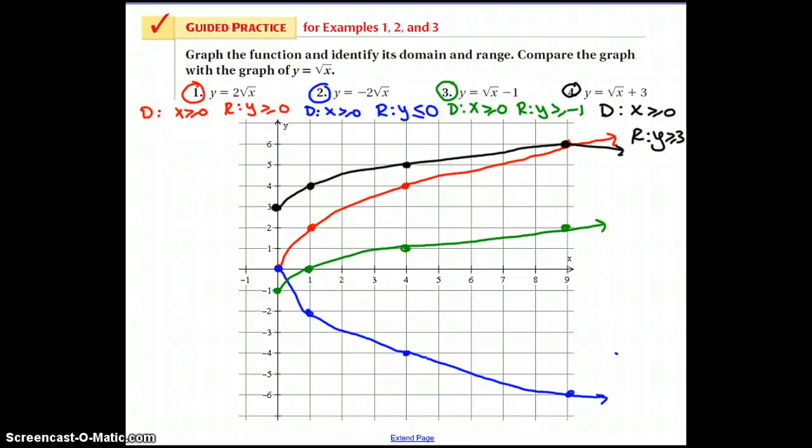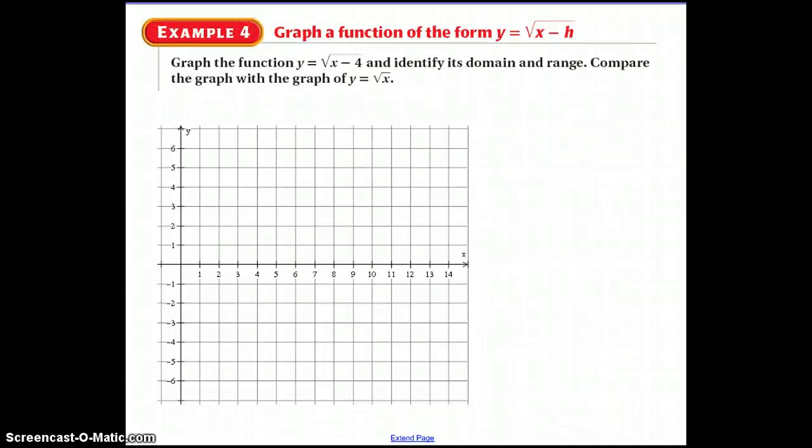Okay, so hopefully your graphs look very similar. I color coded them so you can easily see which one is which. And I also answered questions about the domain and range. The most difficult part is recognizing what the transformation is, and then once you realize what transformation is being done, then you can correctly graph the graph.